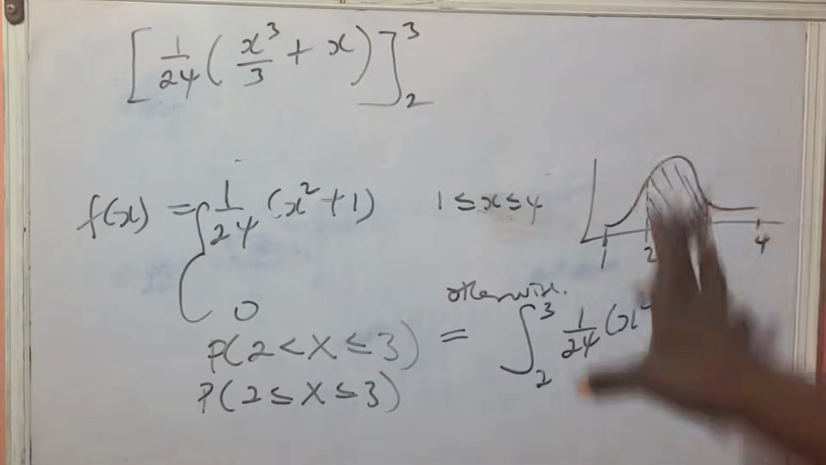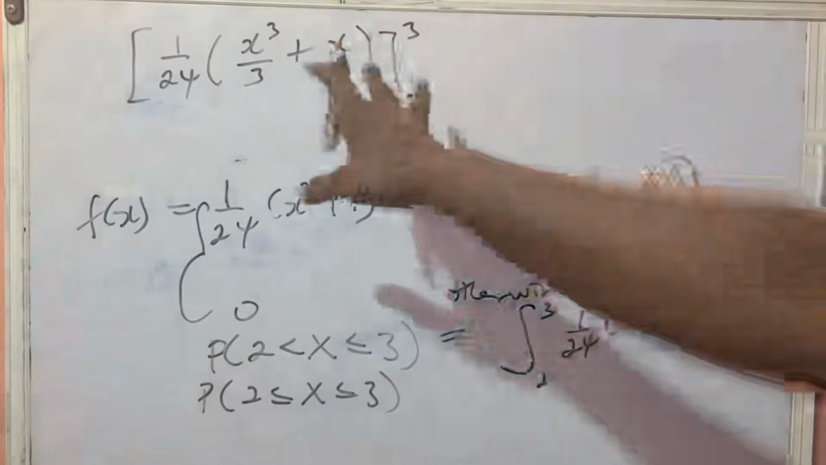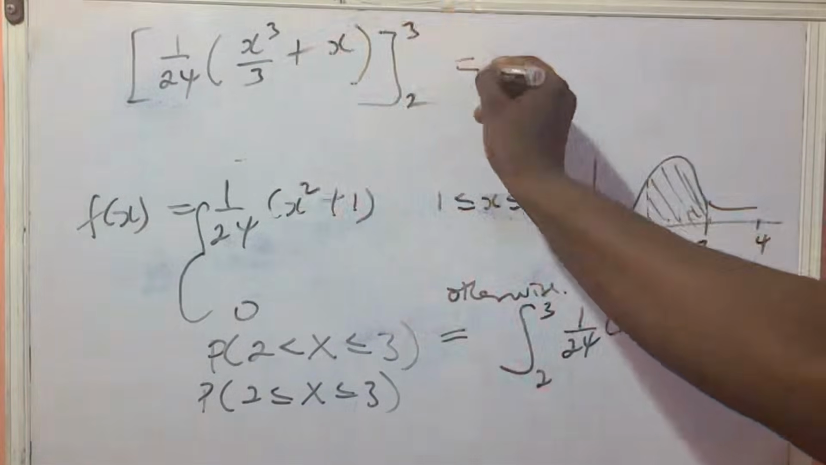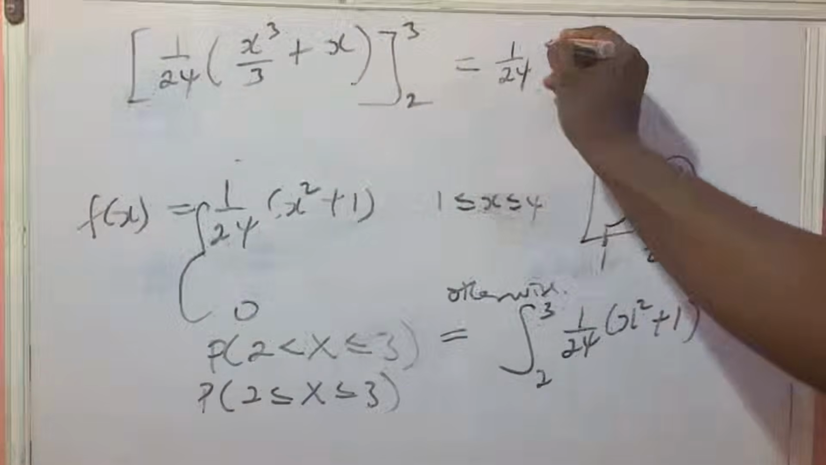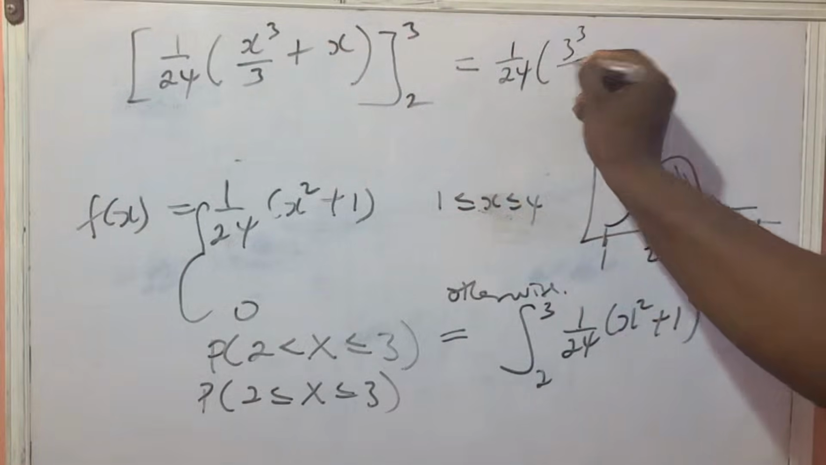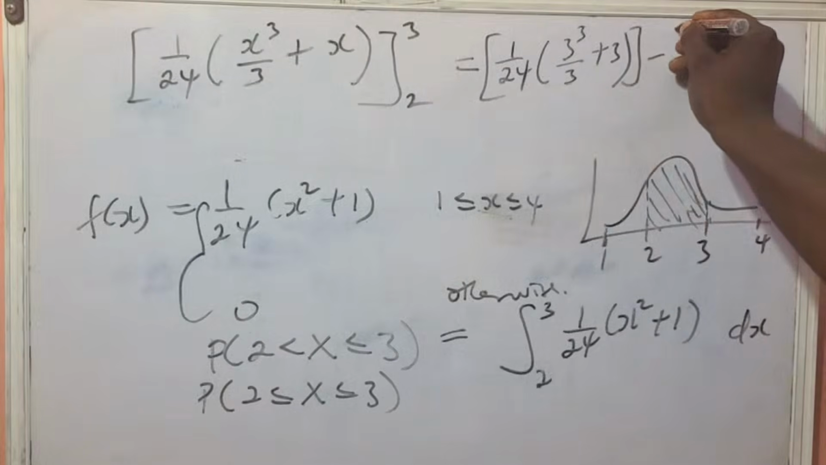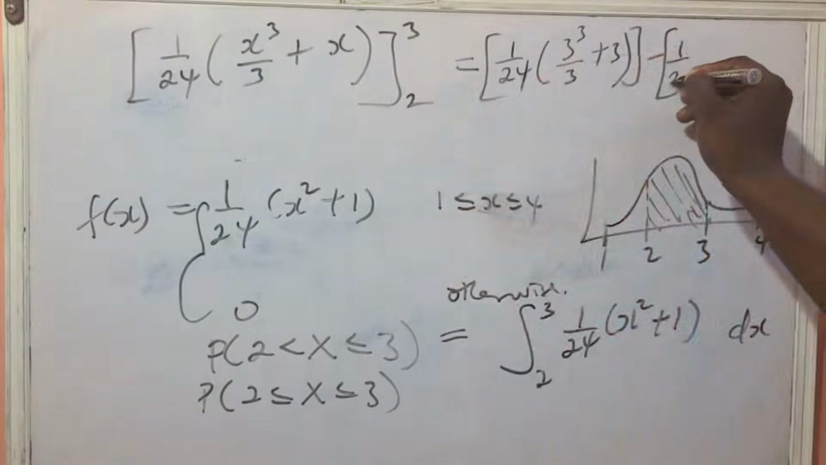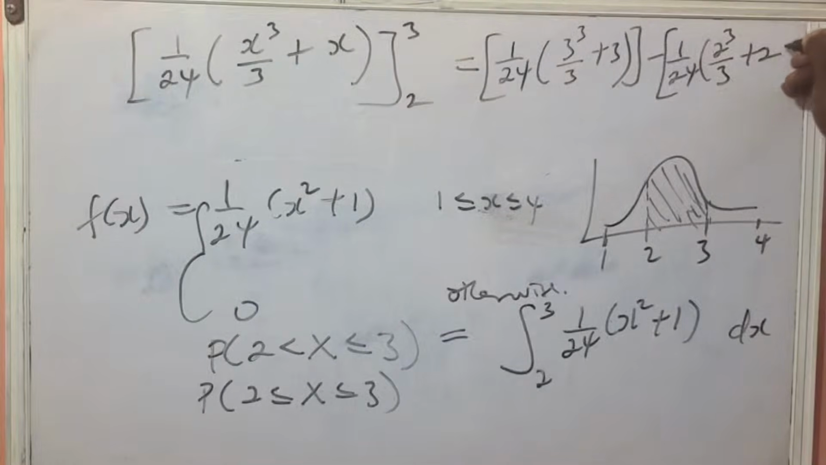Well, the answer to this integral, of course, with respect to dx, let me write dx there, just for good mathematical expression. So that's what we have done here. We've integrated this. All right, this is the answer. So to solve this now, you will want to put your upper limit into this. That will be 1 over 24, that will be 3 cubed over 3 plus 3. All right, that's for the upper limit. Minus, then you put your lower limit 1 over 24. Then that will be 2 cubed over 3 plus 2. So this is what you have to solve. All right. So if you're going to get the right answer, you must solve this correctly.